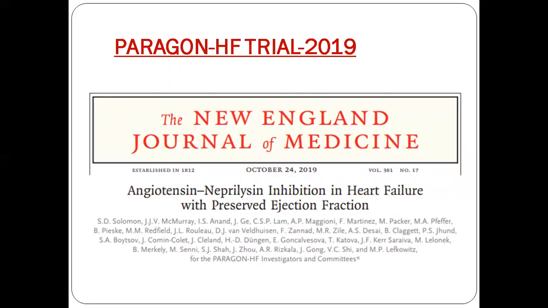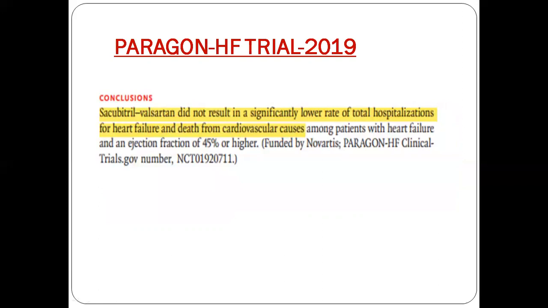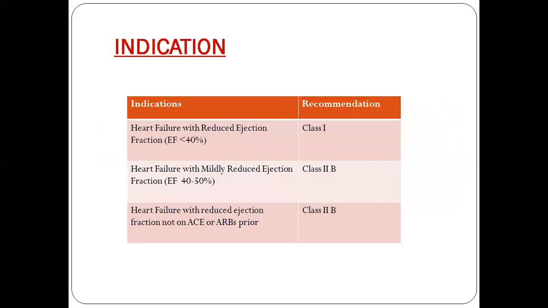The next trial was the PARAGON-HF trial 2019, which was done in heart failure with preserved ejection fraction. Here they took 4,800 patients with ejection fraction of 45% or more, and divided them half into sacubitril-valsartan and the other half to receive valsartan twice daily. What they saw is there was no significantly lower rate of hospitalizations for heart failure and death from cardiovascular cause, and thus ARNI is not recommended in heart failure with preserved ejection fraction.